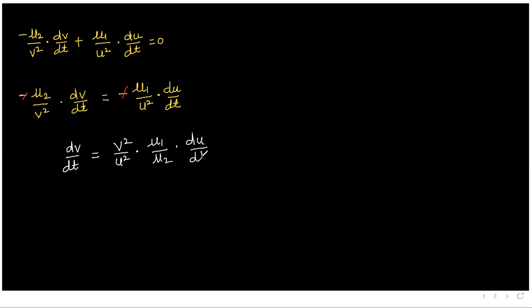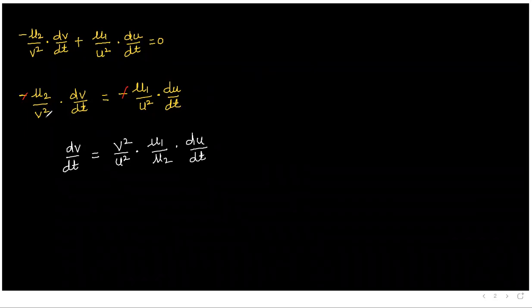Check, everything is right. There should be no confusion between mu and u, look properly, right? Everything is correct. See, this u square here, this v square here, this mu1 here, this mu2 here, this du by dt, this du by dt. Is it clear? Yes.